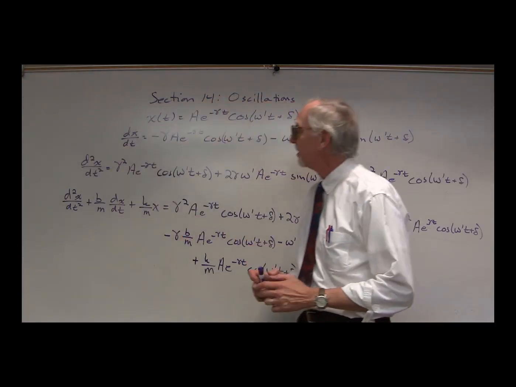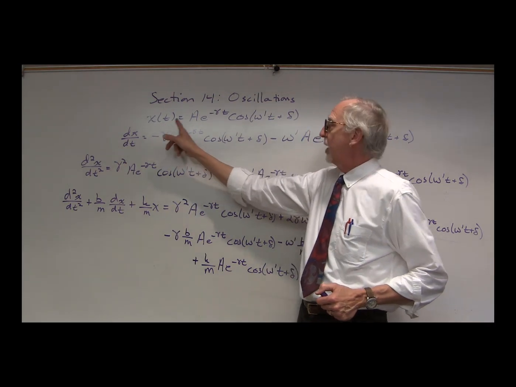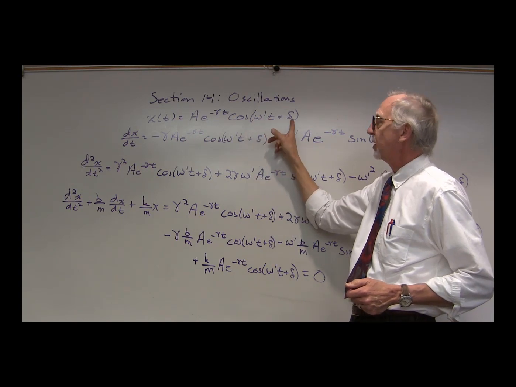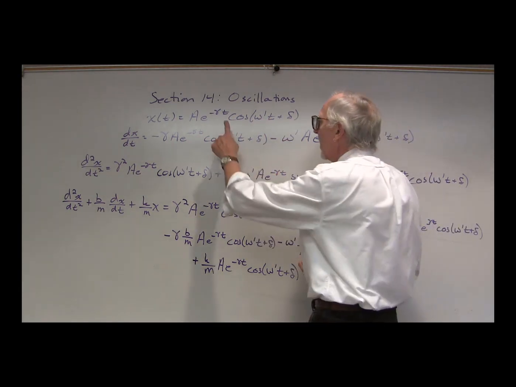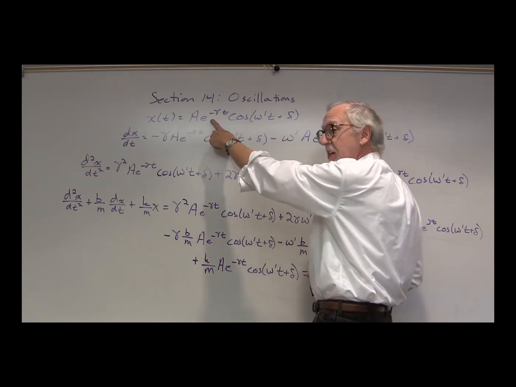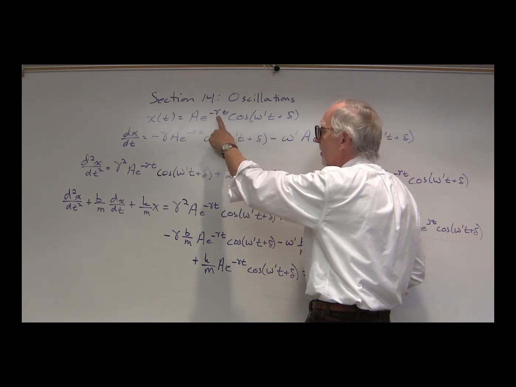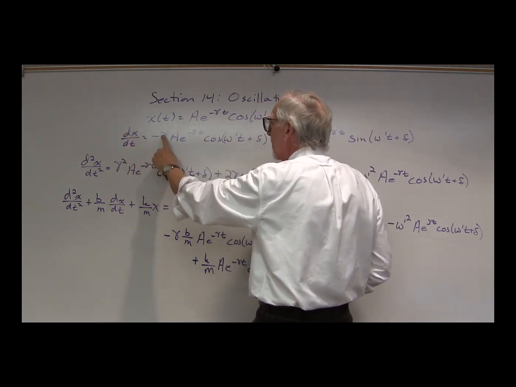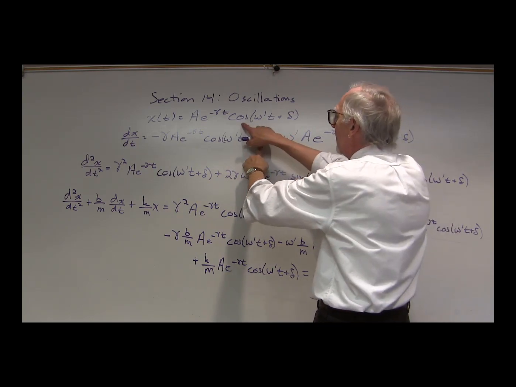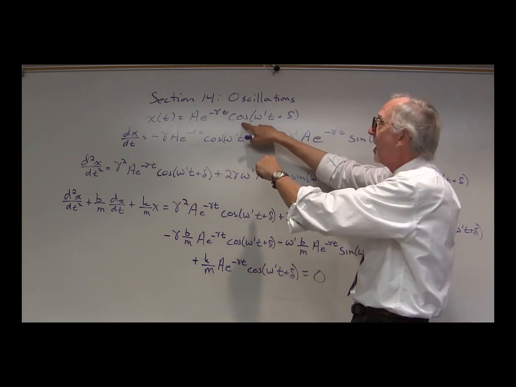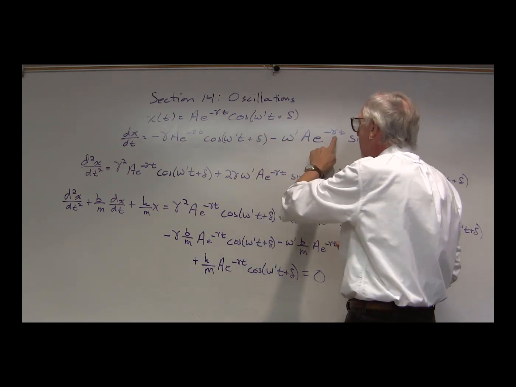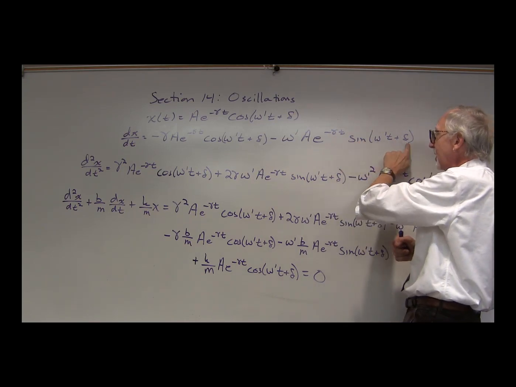Okay, this is what we get. The position, remember, we are letting equal A e to the minus gamma t cosine of omega prime t plus delta. Differentiating that, we've got two terms with a t in it: the exponential and the cosine. Differentiating the exponential brings down a factor of minus gamma. So dx/dt is minus gamma A e to the minus gamma t cos(omega prime t plus delta). And then differentiating the cosine gives us a minus sign with a factor of omega prime. So we have minus omega prime A e to the minus gamma t sin(omega prime t plus delta).